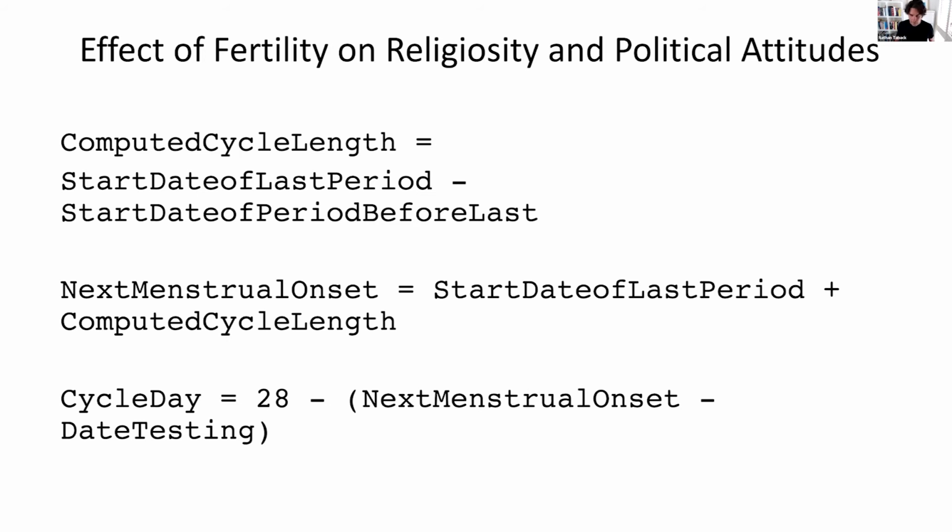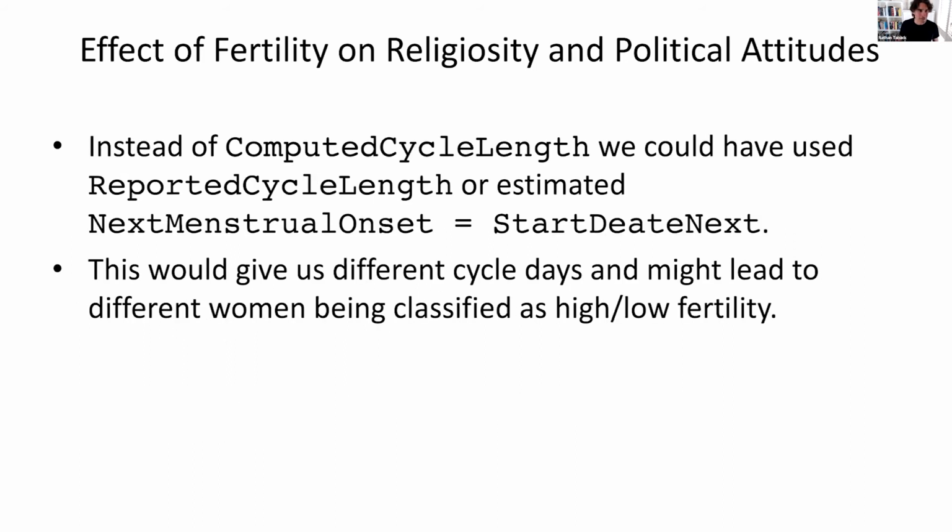And I won't get into all the arithmetic here, but it's fairly straightforward if you stare at it for a little bit. But instead of using a computed cycle length, you could have used the reported cycle length, or estimated next menstrual onset by the start date of the next cycle that they reported. And then this would give us different cycle days and might lead to different women being classified as high or low fertility.